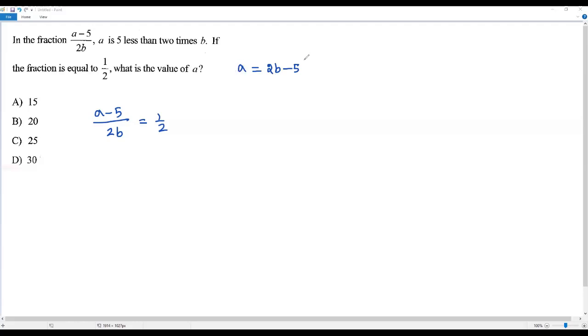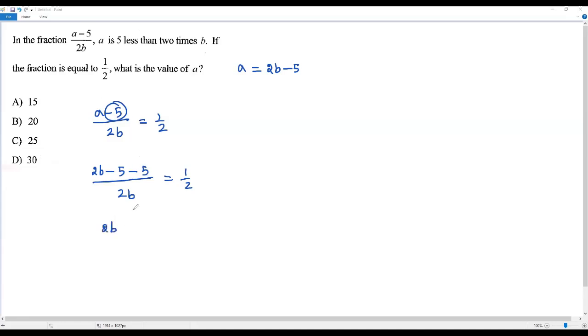Okay, now what I can do is plug in this 2b − 5 for a over here. When I do so, I'll have an equation only in b, then I can solve for b. Once I get the value of b, I can plug it into this equation and solve for a. So I plugged in 2b − 5 for a, and apart from that we have −5 over 2b equals 1/2. Okay, now let's solve for b in this equation.